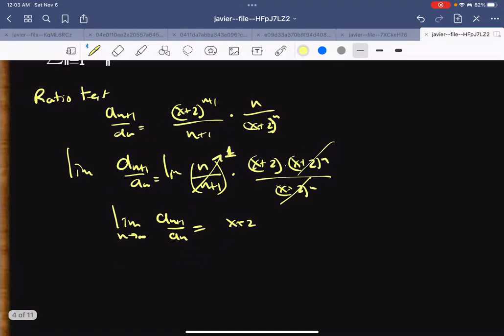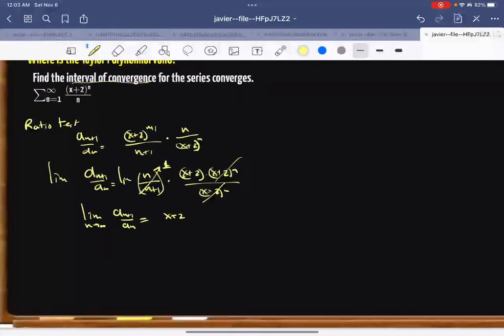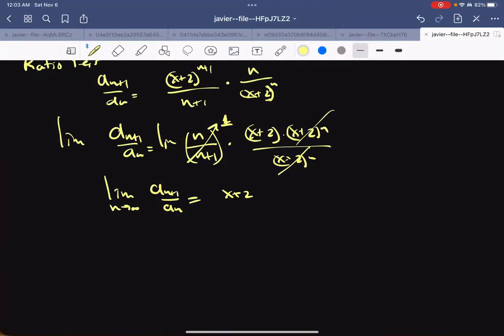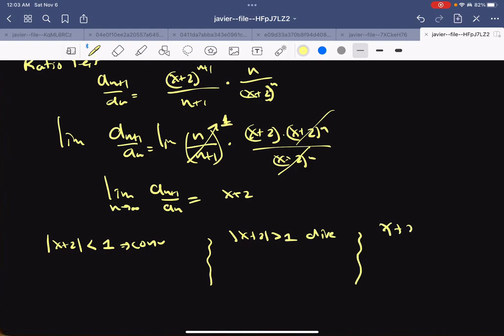Now, we have three possibilities. If the absolute value of x plus 2 is less than 1, we have convergence. If the absolute value of x plus 2 is greater than 1, we have divergence. If x plus 2 in absolute value is equal to 1, we have an inconclusive test, and we have to check each one separately.